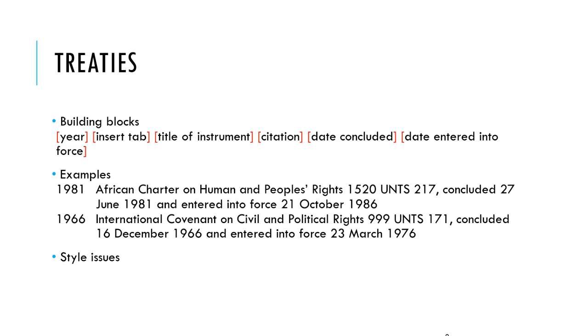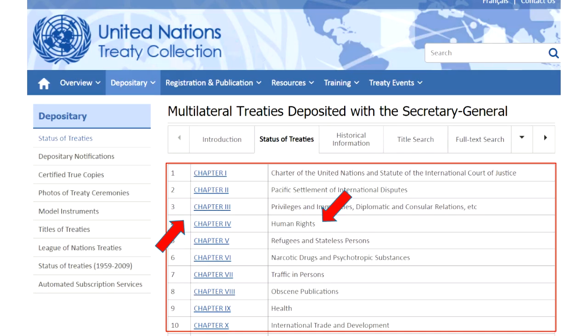For purposes of style issues, I'm going to adopt a slightly different approach than what I've adopted previously. I want to show you a very handy resource available on the internet for free that will help you compile these entries. So you simply navigate in whichever internet browser or search engine you have. You type in United Nations Treaty Series. This should reveal this website for you.